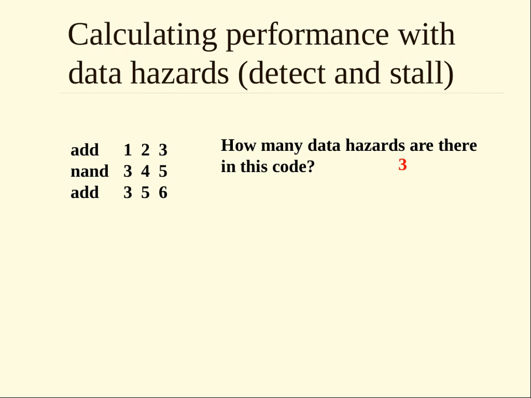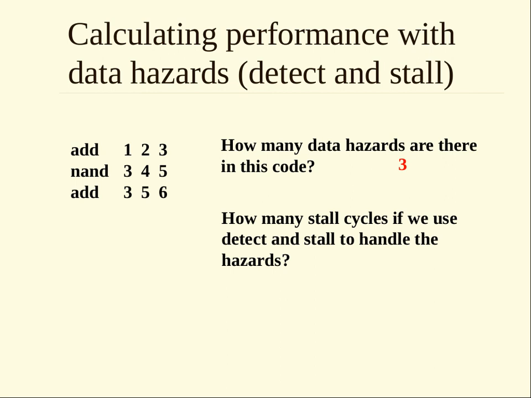How many hazards are in the code? 3. You got one right there, and then another right here, and the 3 here goes to the next one too. Yep, you got a lot of hazards. But how many stalls are used if we do detect and stall? 4, because you have to wait 2 here and then another 2 right here.